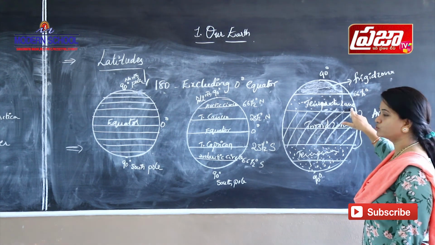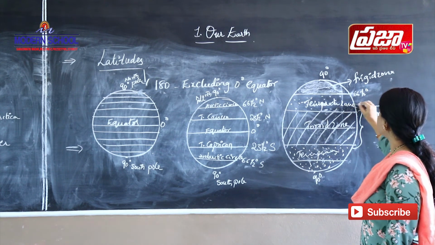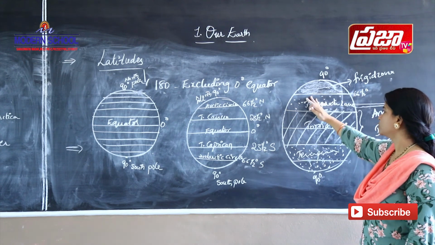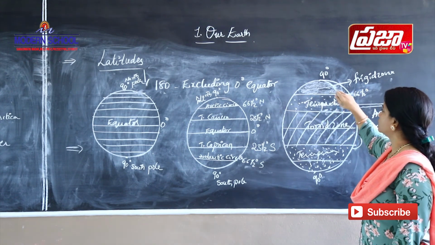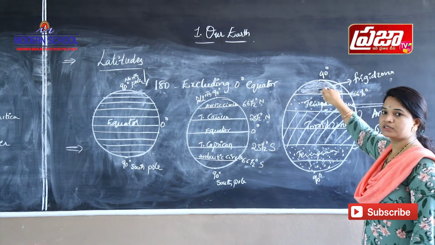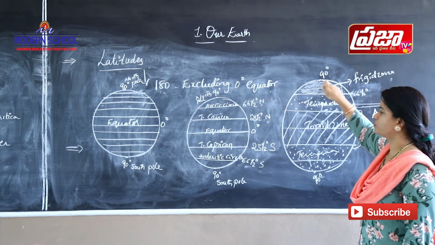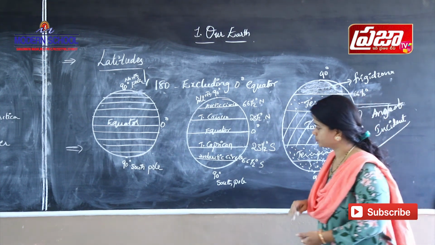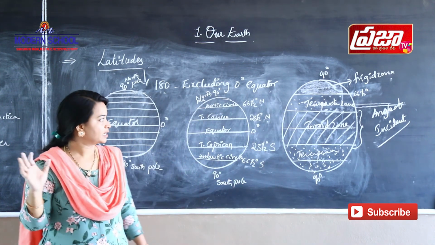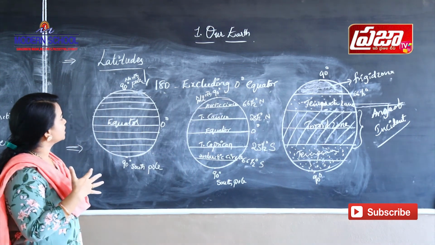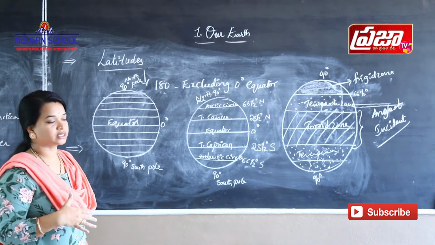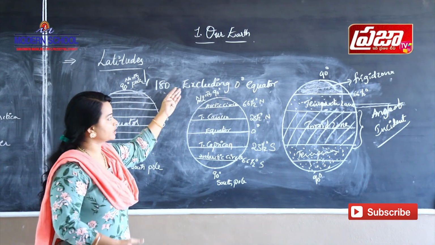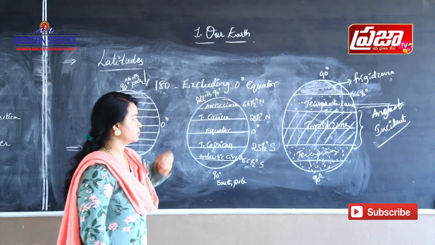Coming to the next zone, the temperate zone, the angle of incidence will increase here and the receiving of heat will decrease. So here the climate will be moderate. Coming to the freezer zone, the angle of incidence is more here, that is why it receives very little heat. So it is a freezer zone. These are the importance of latitudes, and latitudes help us to know the climatic condition of a place. And we learned there are 180 latitudes excluding the equator, very important.